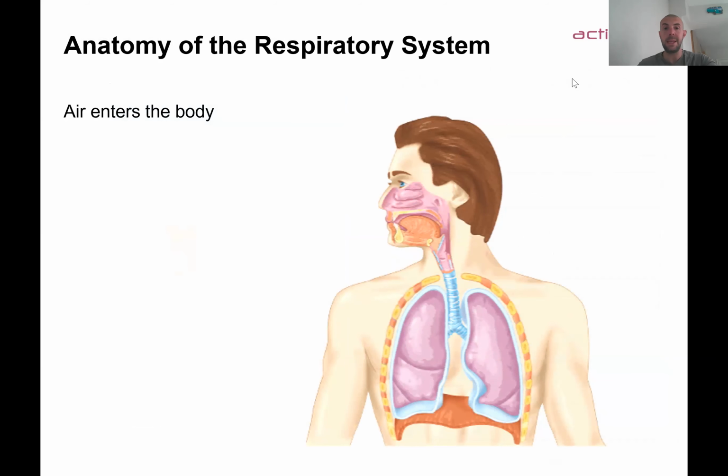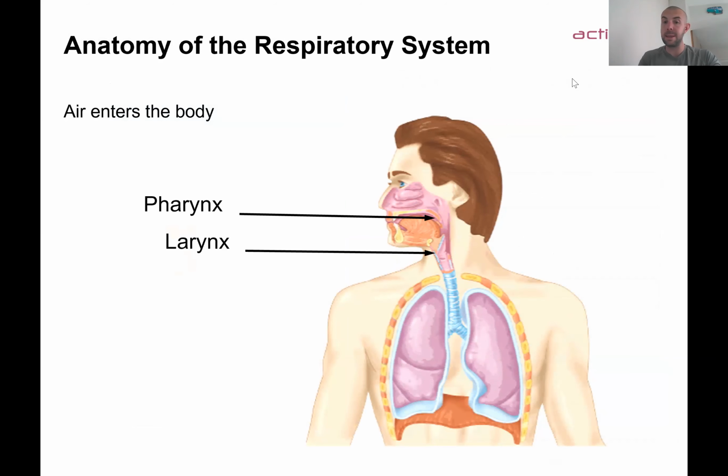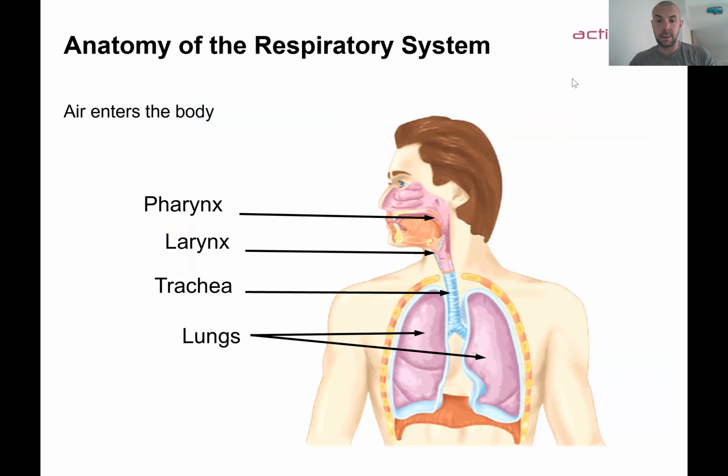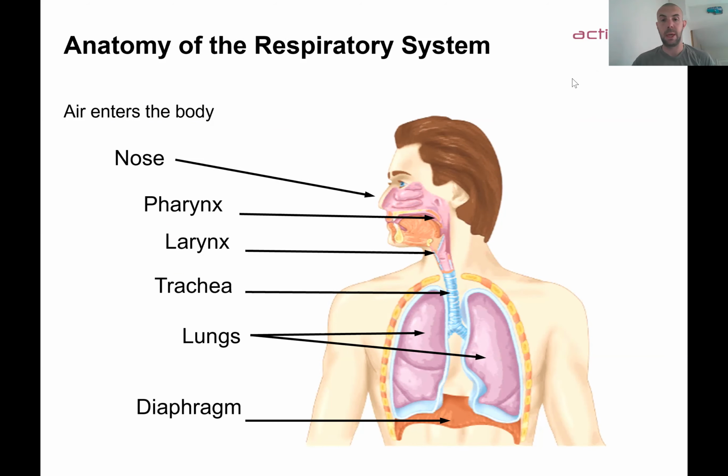Air enters the body, okay, through the pharynx. So we breathe it in through our nose and through our mouth. Those systems connect together for it to go into the pharynx, then into the larynx, and then into the trachea, as you can see, feeding down into the lungs. And the diaphragm is part of the respiratory system because it allows us to create a pressure change, which allows us to take in air, okay?